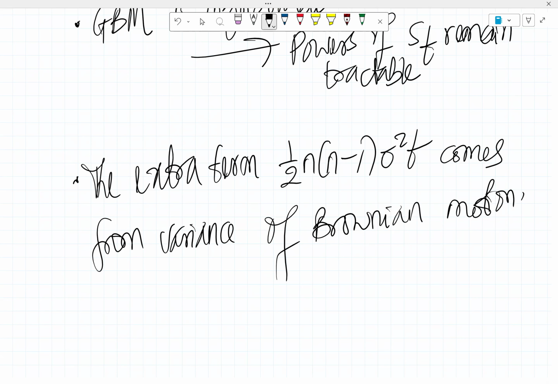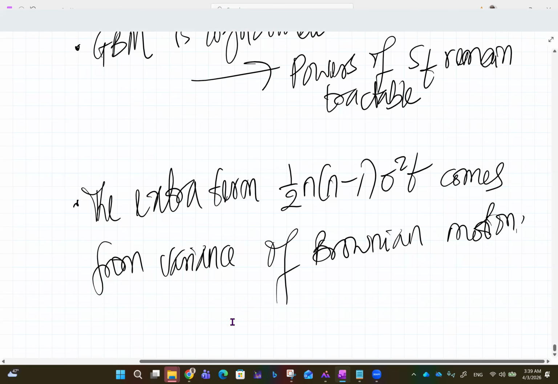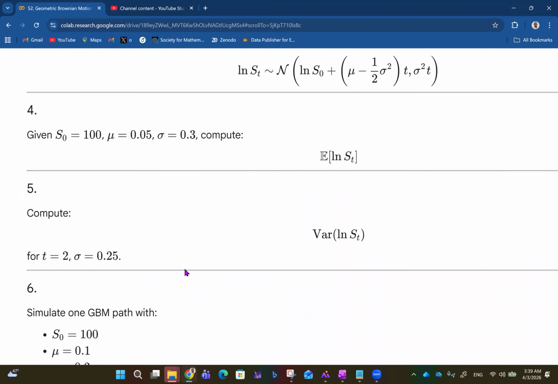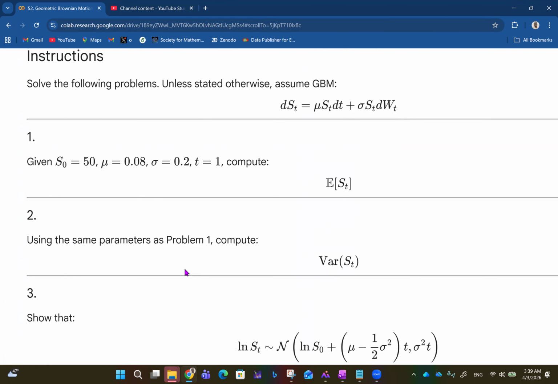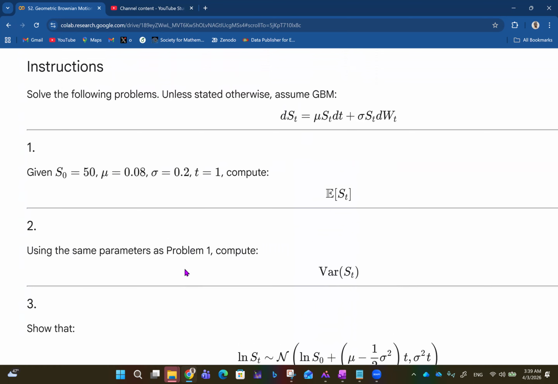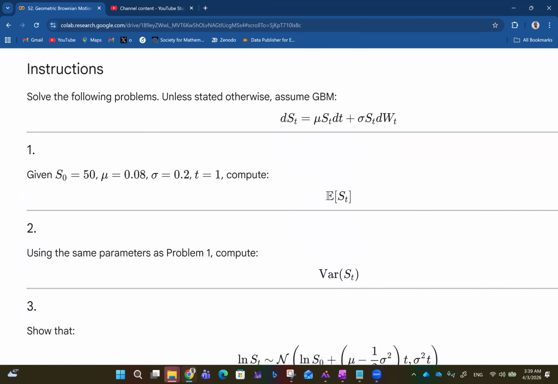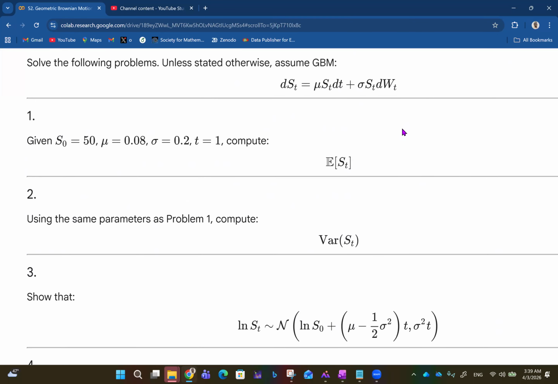So with this, we come to the end of this interesting video about geometric Brownian motion. It's quite an interesting one. So don't forget to try your hands on the problems. Once more, I flash them. 1, 2, 3. You have 1, 2, 3 here. All geometric Brownian motion given as dS sub t equals mu S sub t dt plus sigma S sub t dW sub t. So 1, 2, 3 like that.